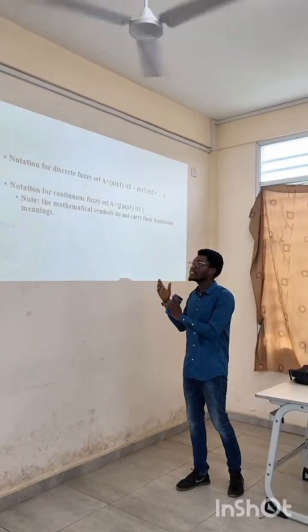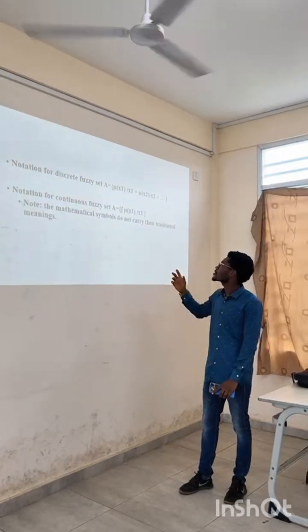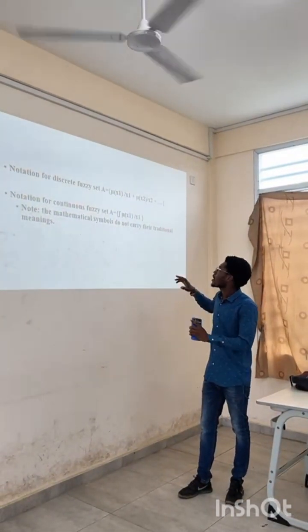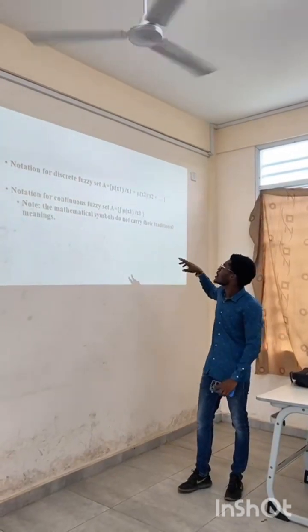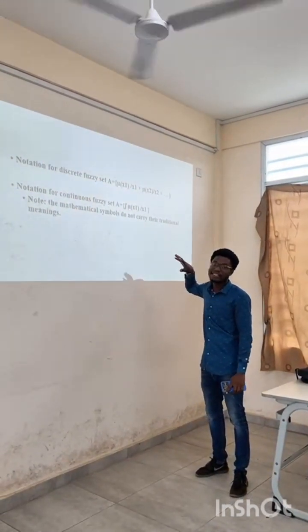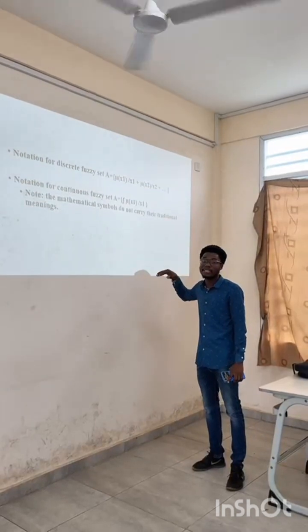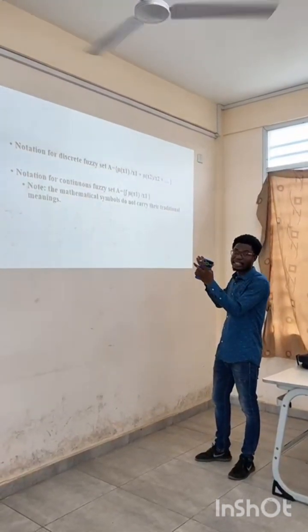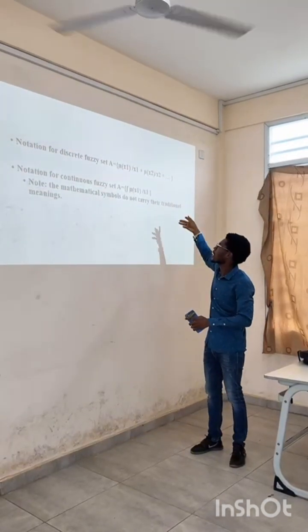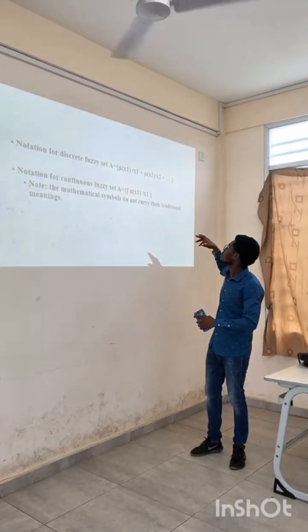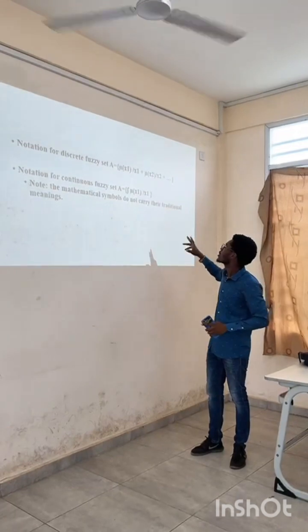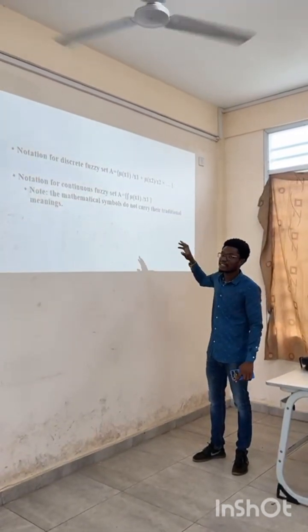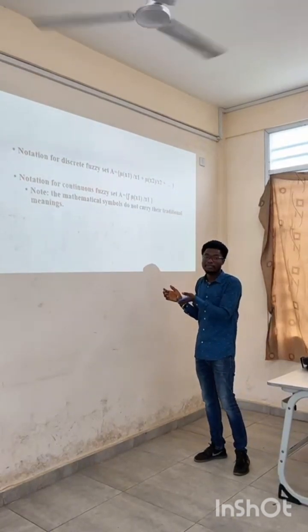Computations can be in either the discrete or continuous case. In the discrete case, it's μ(x1) divided by x1 plus and so on. But here, the division sign and the addition sign don't have their normal meanings. They just act as separators to separate this member from the other one. So μ(x2) divided by x2 means the numerator is the membership value, and the denominator is the element.